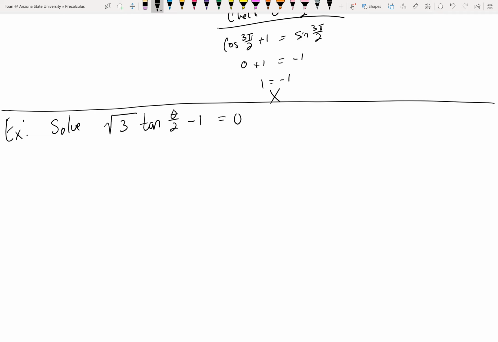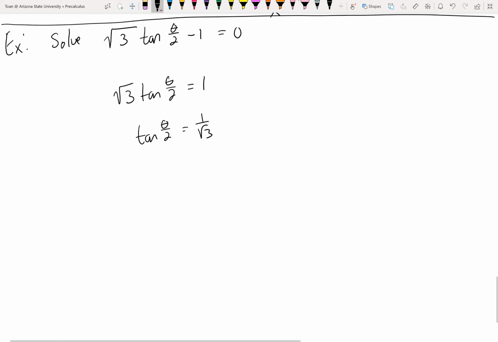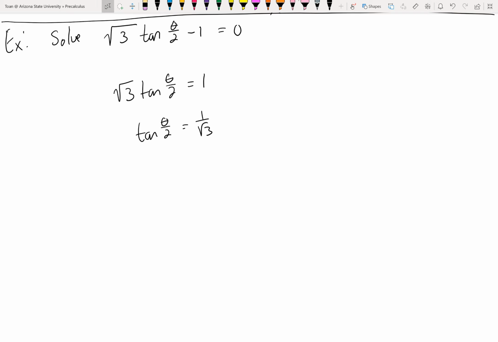Get the theta by itself. So we're going to add 1 to both sides, divide both sides by radical 3. So now we've isolated the trig term. Even though this is a half angle, I'm going to ignore it, I'm going to pretend that it doesn't exist there.